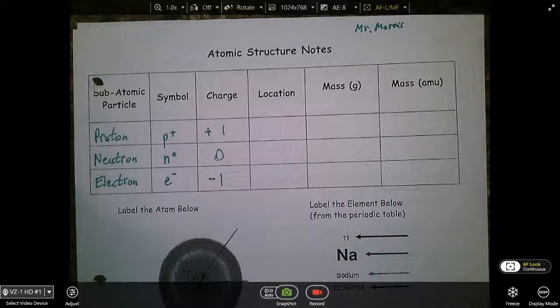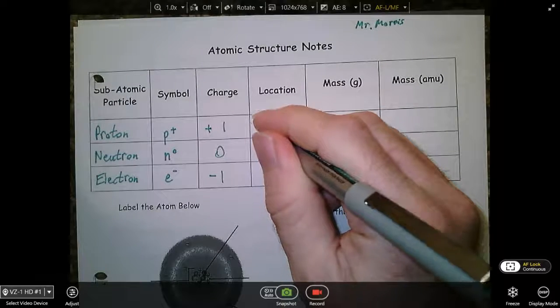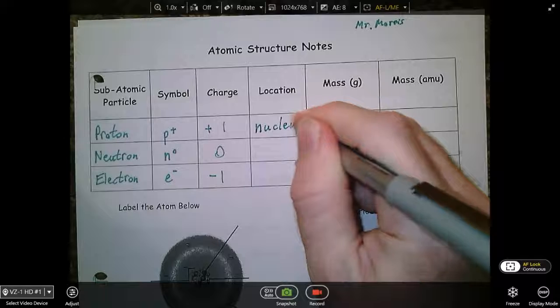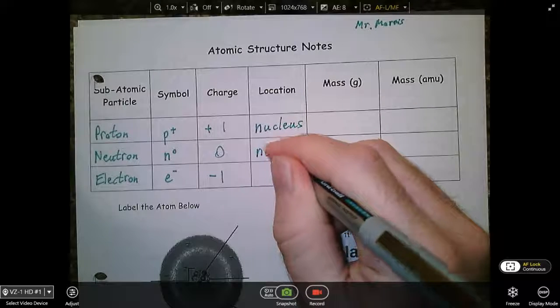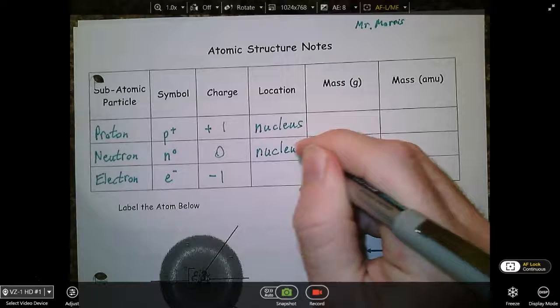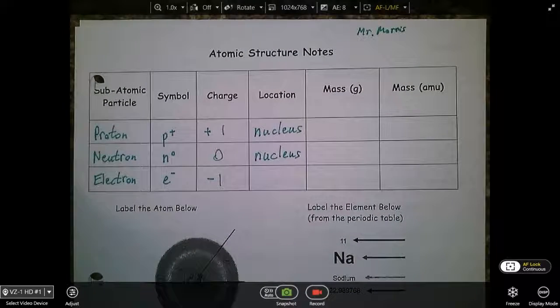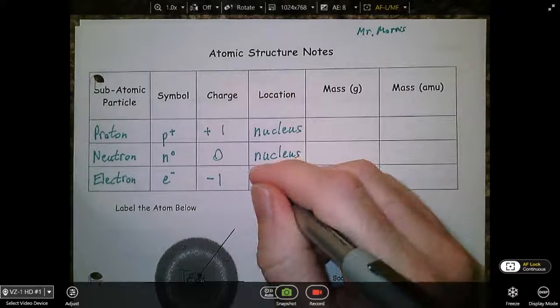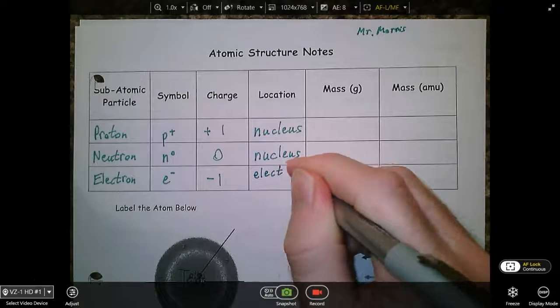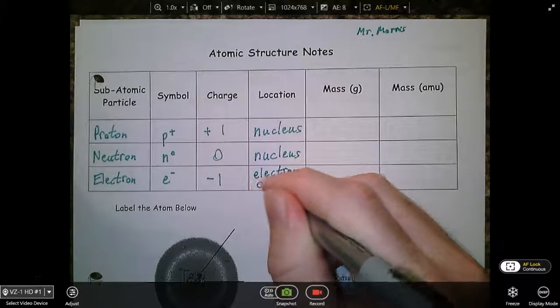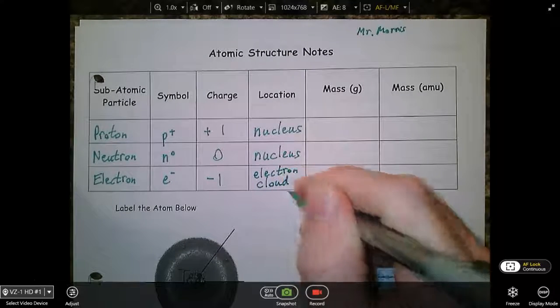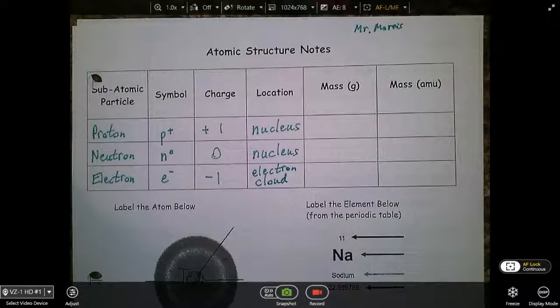And their location, that means where do you find it in the atom? What part of the atom are they in? The proton is in the nucleus. The neutron is in the nucleus, which is the center of the atom, of course. The electron is the one that's somewhere on the outside. So there's a couple different ways we can talk about it. We could call it the orbit or the orbital. We could call it the electron cloud. That's probably the most common one. Electron cloud. Probably the most up-to-date way of explaining it.